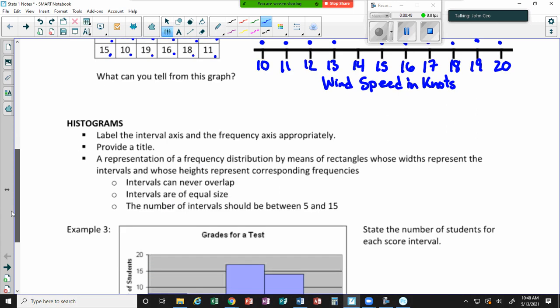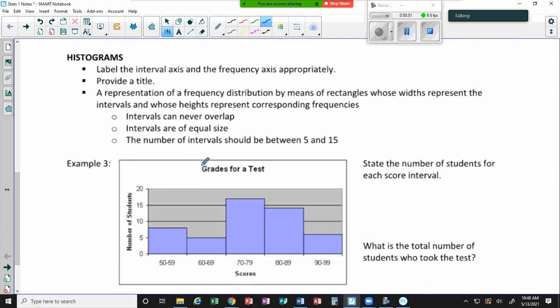All right, a histogram. Keys on a histogram: make sure you label the interval and the frequency, the interval axis and the frequency axis. Generally, the interval axis is your horizontal and the frequency is vertical. You can flip them around, but usually they do a bar graph where the bars go up. You could do a bar graph where the bars go left to right, but generally that's how it is. Provide a title. What is this data representing?